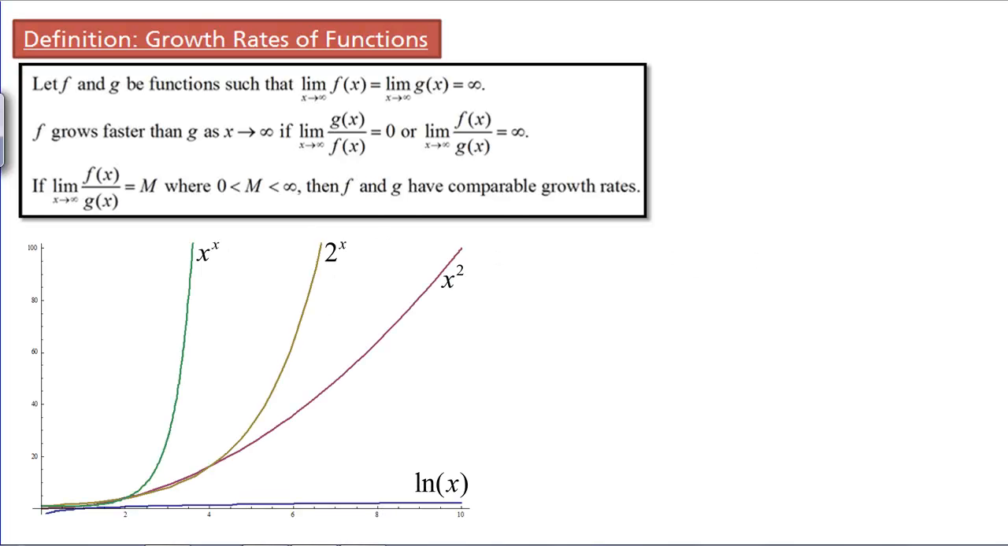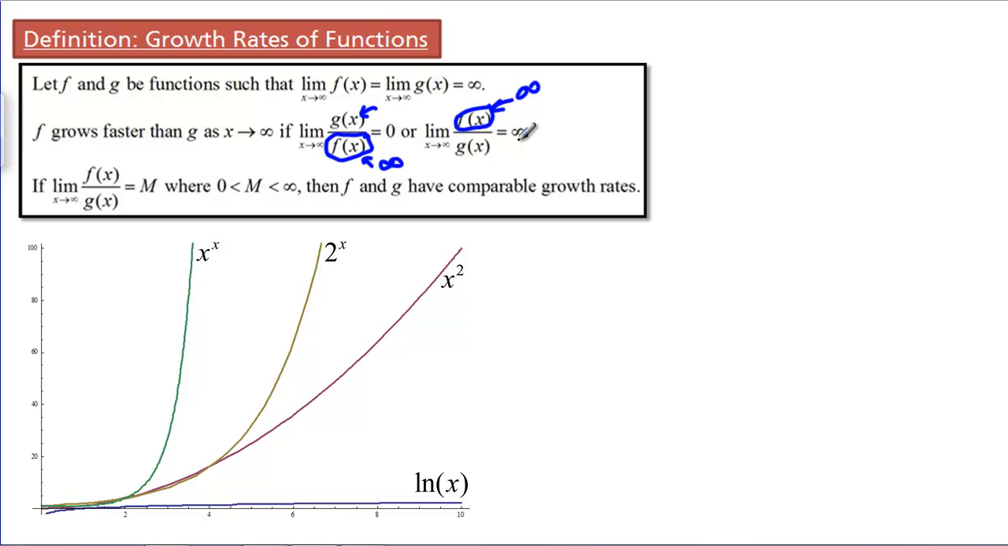So we can define growth rates by saying that f grows faster than g if, when you take the limit as x goes to infinity with g on top and f on the bottom, you get 0. That would mean that f is giving you a bigger number near infinity, giving you 0, meaning this infinity is beating this one. Or you can flip it around. If you put the f on top, this infinity is still winning, and that's how you get an infinity.